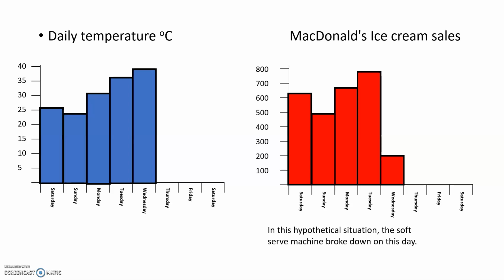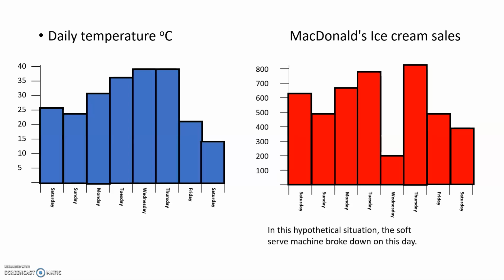Now, it's a hypothetical situation. This day, the machine could have broken down. The shop might have closed early. Something might have happened. We don't know what it is, but it shows that just because the day was hotter, it doesn't mean that there was more sales. But a hotter day will probably give you more sales.